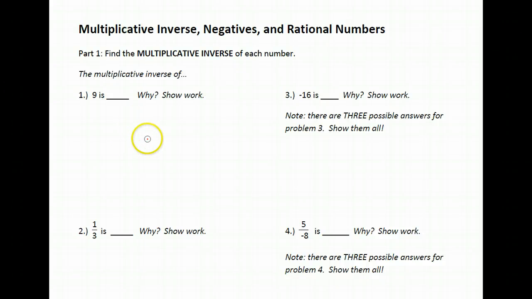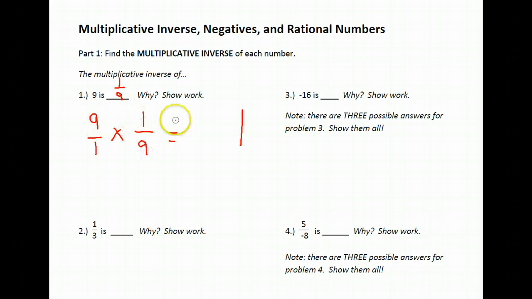Okay, multiplicative inverse. It's really simple. When you find the multiplicative inverse of a number, you're just finding the number you can multiply that by to get a product of 1. So it's the reciprocal, basically. So the multiplicative inverse of 9 is 1 over 9. And here's the why. 9 is the same as 9 over 1. The only number that I could multiply 9 by to get back to a product of 1 would be 1/9.